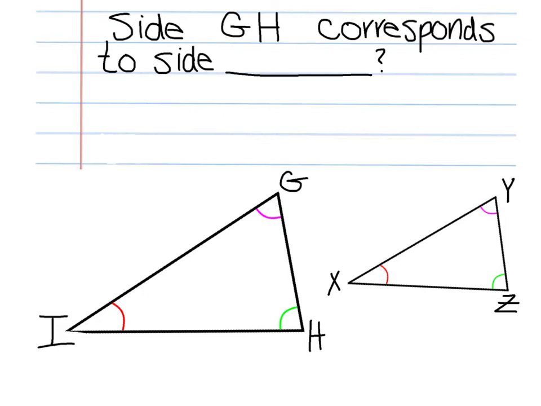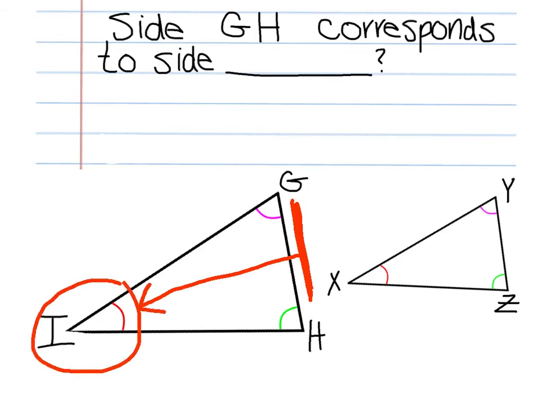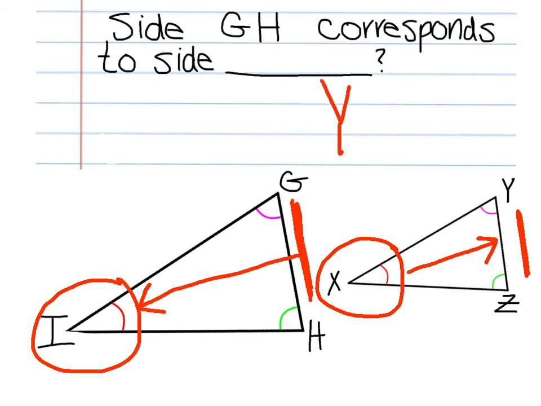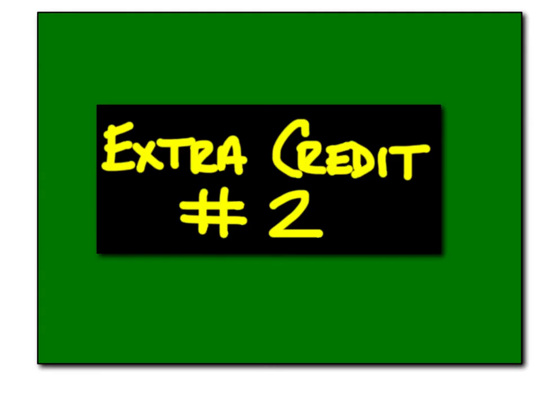We have side GH. We want to find what side it corresponds to. So we look at our side GH. Our angle for GH is going to be I. We want to find the congruent angle of I. What angle is congruent to I? X, that's right. We look at the side that is opposite of X. That's going to be side YZ. And that is going to be our answer.